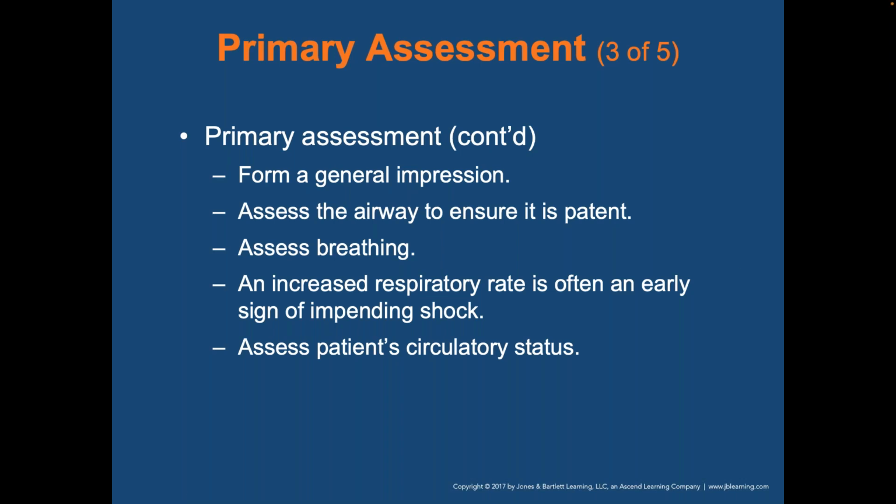Airway, breathing. Assess the airway to ensure it is patent and then quickly assess breathing. Observe the patient for signs of accessory muscle use, such as muscles of the neck, intercostal retractions, or abnormal use of the abdominal muscles. An increased respiratory rate is often an early sign of impending shock. So we want to make sure we assess for wheezing or any other abnormal breath sounds and administer high flow oxygen or assist respirations with a bag valve mask.